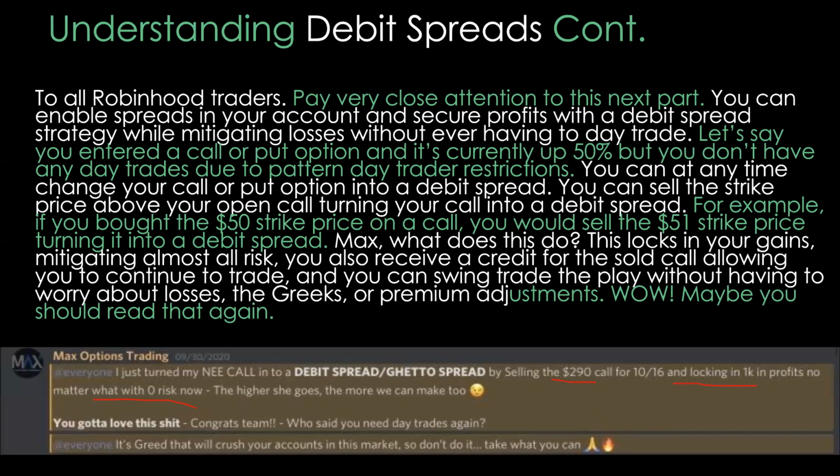All right, so I know what you're thinking. What the hell does this do? Well, first of all, the most optimal way of doing this is locking in your gains, mitigating almost all to no risk. You can literally do this and lock in 0 risk and successfully swing trade a debit spread.